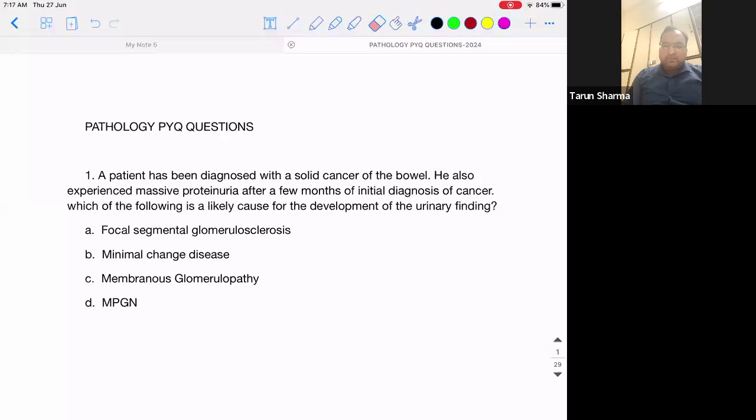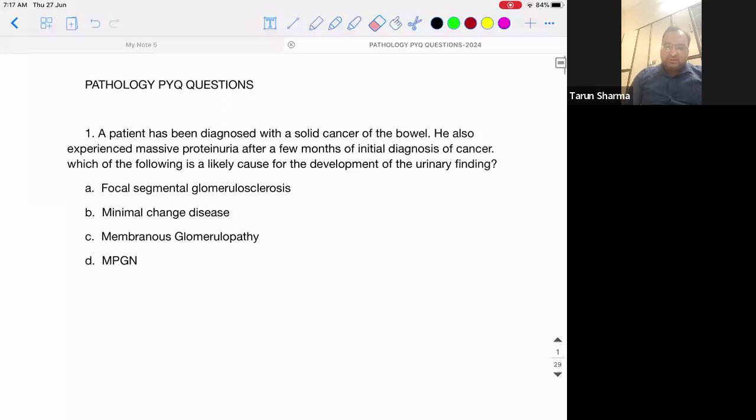Okay, so let's start. The first question is: a patient has been diagnosed with a solid cancer of the bowel. He also experienced massive proteinuria after a few months of initial diagnosis of cancer. Which of the following is the likely cause for the development of nephrotic syndrome? The options are focal segmental glomerulosclerosis, minimal change disease, membranous glomerulopathy, and membranoproliferative glomerulonephritis. So, what is the answer?